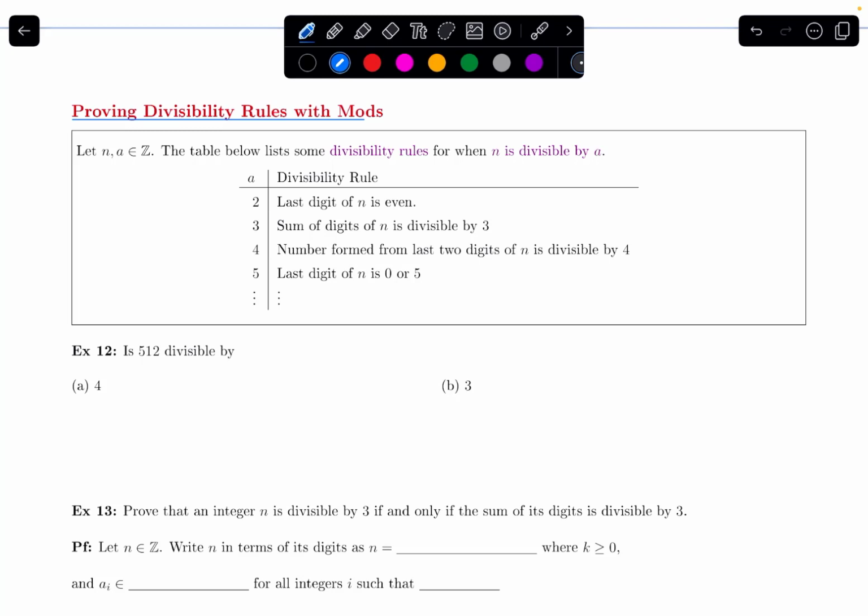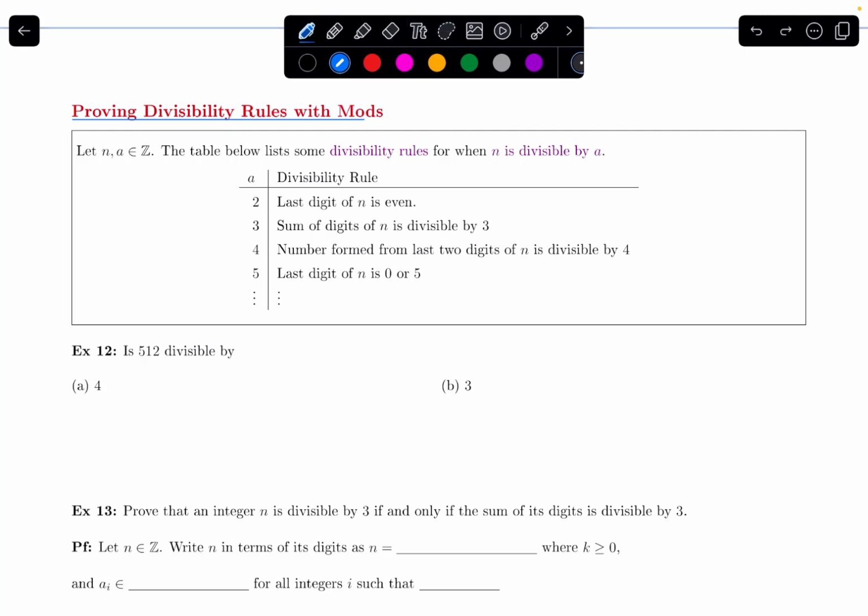If I'm trying to check if an integer n is divisible by some integer a, for example, if I'm dividing by 2, my number's got to be even. And the way I check that is whether the last digit of n is even. The rule for divisibility by 3, we might remember, is that the sum of digits in my number n needs to be divisible by 3. So if I add up all the digits, that's got to be divisible by 3.